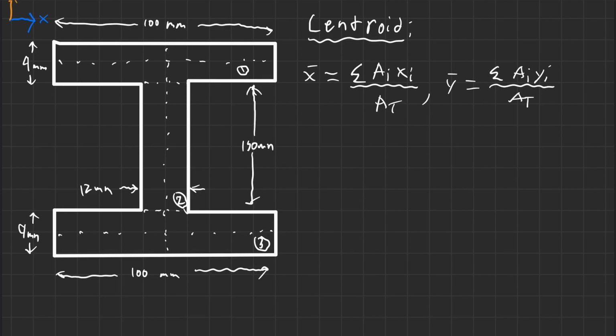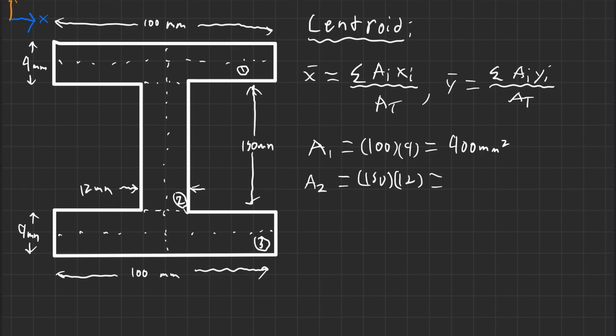So for 1, A1 is equal to 100 times 9. Now let's do A2, which is equal to 150 times 12. And this is equal to 3,000. And because A1 and A2 are the same, we'll just write down 900.